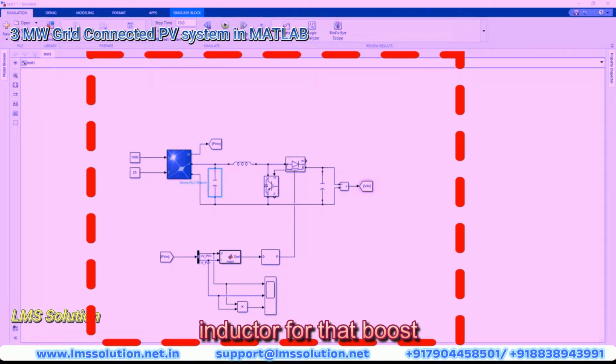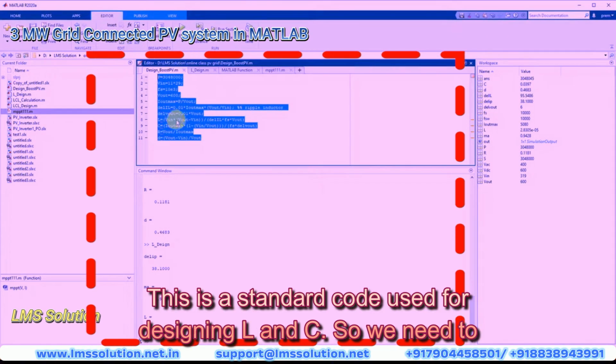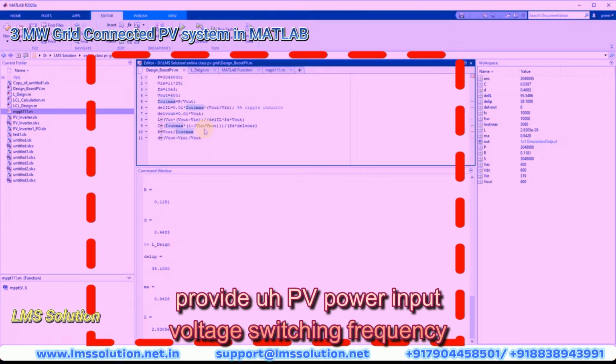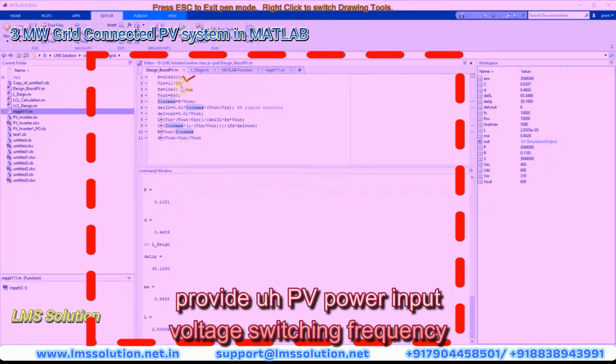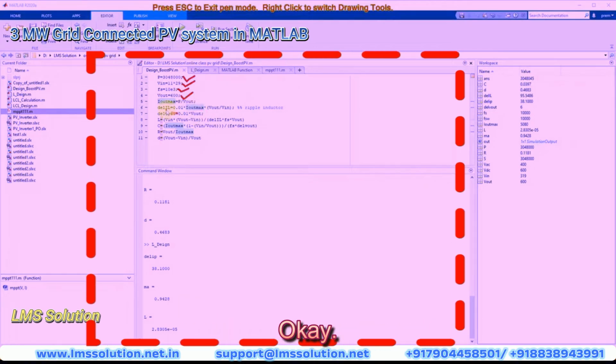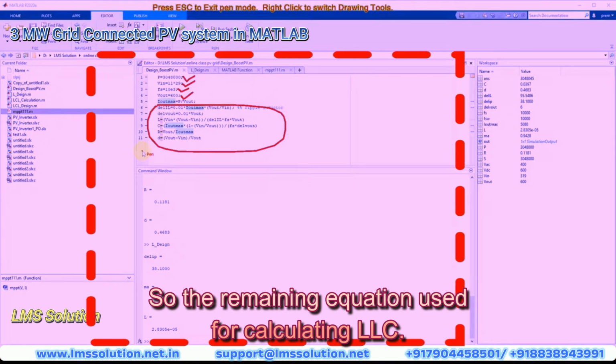Capacitance and inductor for that boost converter. Here you can go to that. This is standard code used for designing the LNC. So we need to provide PV power, input voltage, switching frequency, and output voltage requirement. Okay. So the remaining equations are used for calculating the LNC.